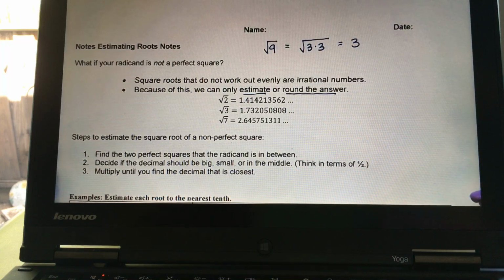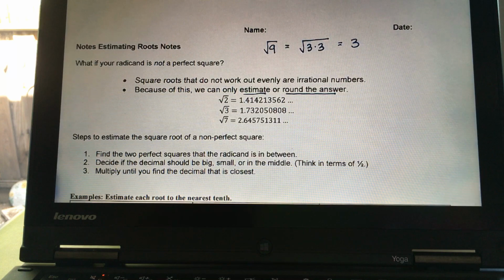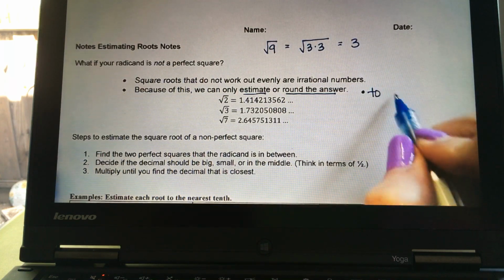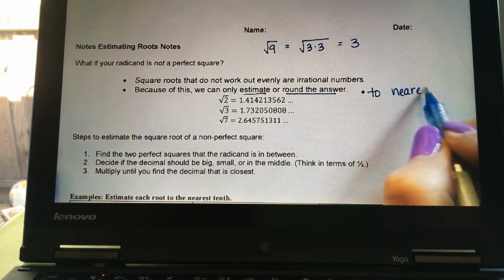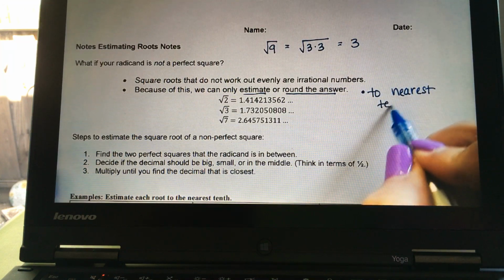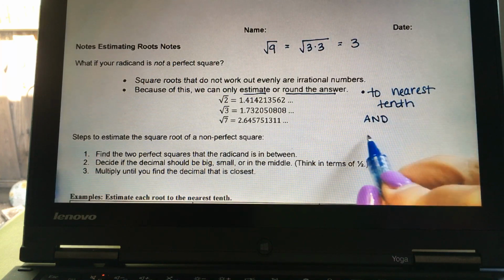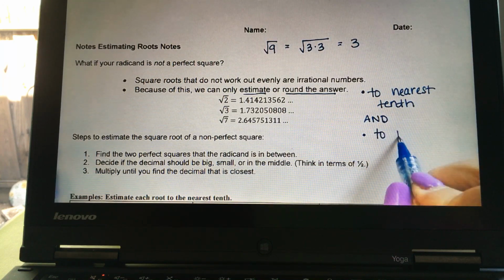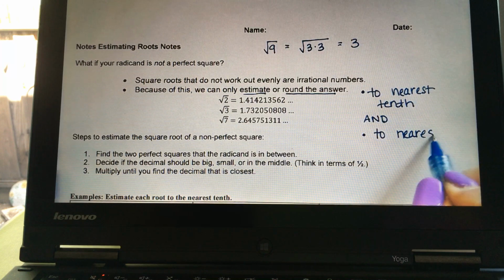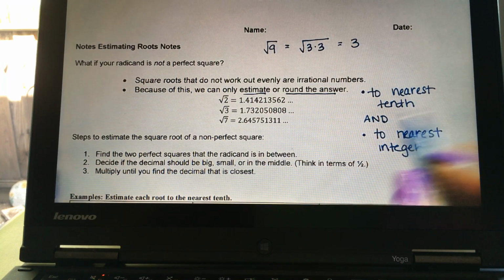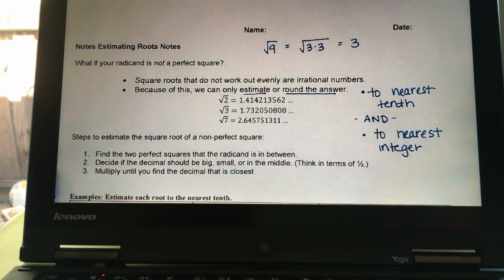So we're going to take a look at a couple of different ways to represent this answer. We're going to look at estimating or rounding the answer to the nearest tenth, and we're also going to look at rounding to the nearest whole number, the nearest integer. Okay, so we're going to look at both of these.